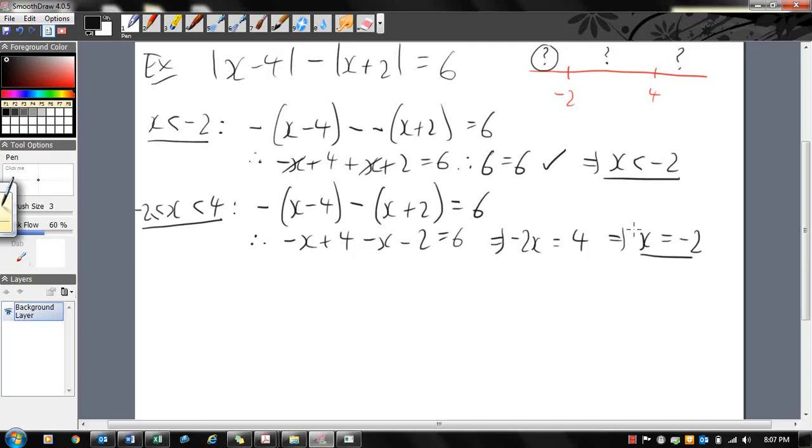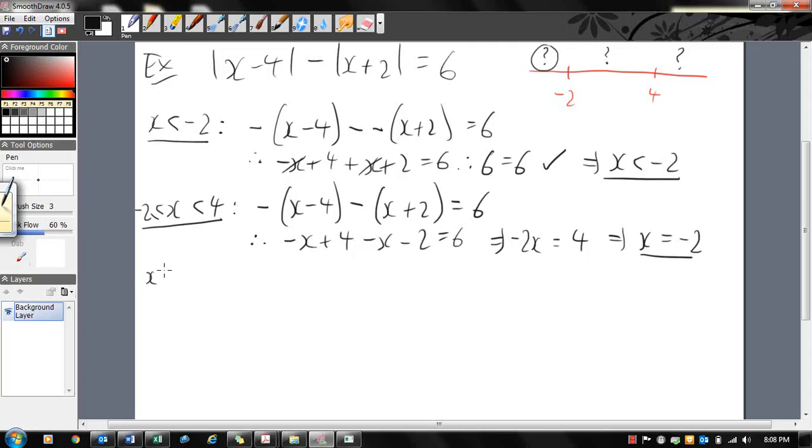Let's just check that this makes sense with the region that we're talking about. It always just pays to find out. So what we're saying is that if x is in this region, then x must be equal to negative 2. Okay, so that makes sense. That's okay. Let's have a look at our last region.